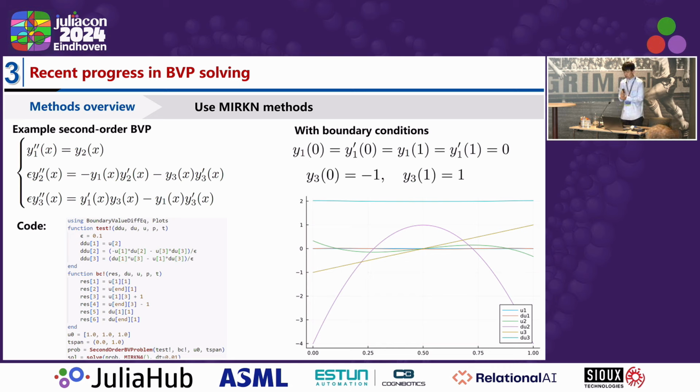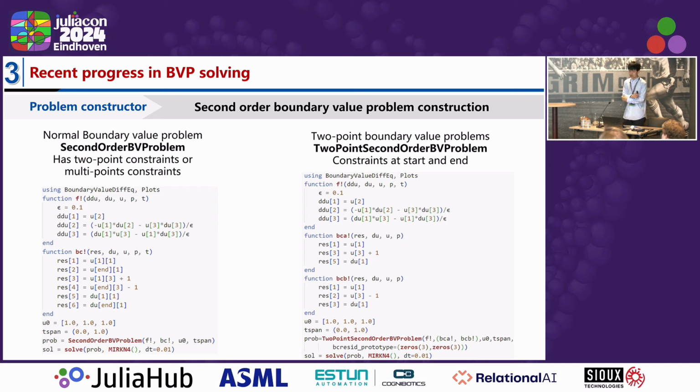For example, if we want to solve this second order BVP problem with such boundary constraints, we can just write our model in a similar style and call the MIRKN methods from BoundaryValueDiffEq.jl to solve this BVP system directly. And then we can have the numerical solutions on the right side. In the package, the second order BVP problem constructor and the two-point second order BVP problem constructor are similar to the previous first order ones.